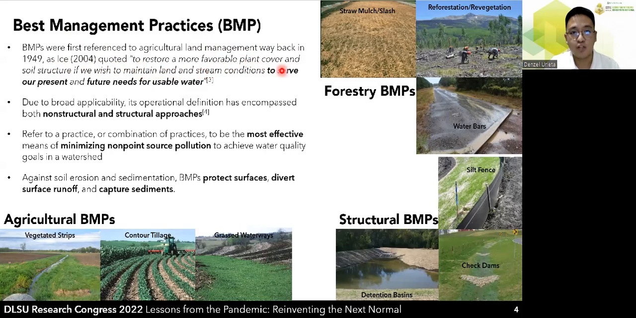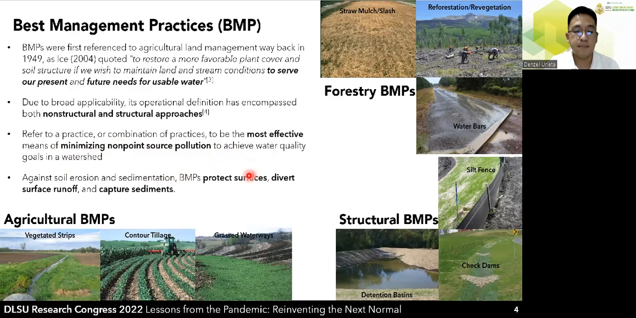a more favorable plant cover and soil structure if we wish to maintain land and stream conditions to serve our present and future needs for usable water. And for its long existence, BMPs have been extensively used and broadly applied, transitioning its operational definition to encompass both non-structural and structural approaches. However, collectively, BMPs refer to a practice or combination of practices to be the most effective means of minimizing non-point source pollution to achieve water quality goals in a particular watershed.